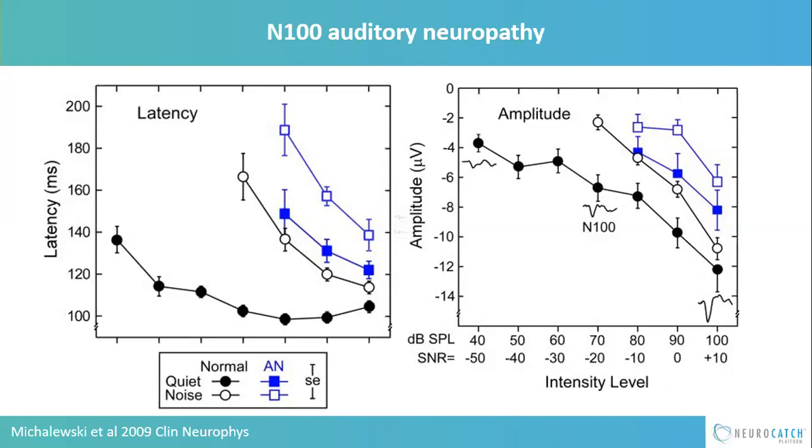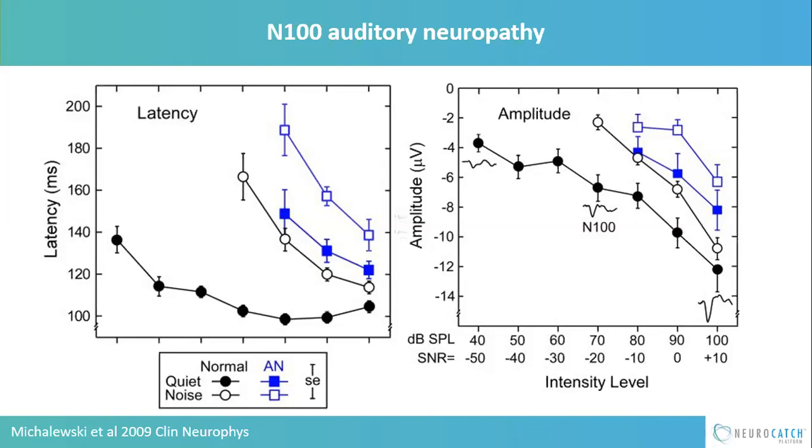The amplitude is much the same on the right-hand side. And you can see they've put little cartoons in here to show you that the larger the sound, the larger the amplitude. And you've seen that in your own NeuroCatch data that we presented. But also you can see the same pattern where when you add noise, that has an impact on the amplitude, less so than the latency. But that impact equals roughly the same as somebody with an auditory neuropathy. And then that gets exaggerated when you add noise with somebody who has an impairment.